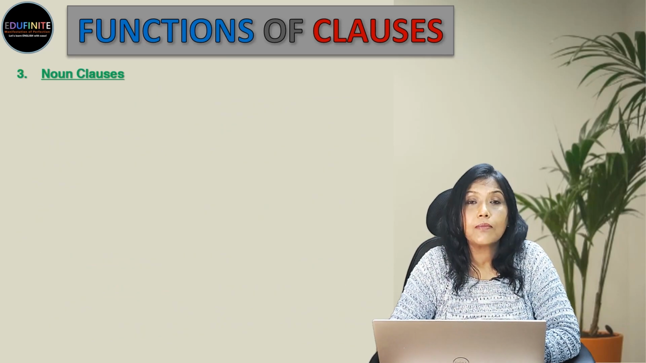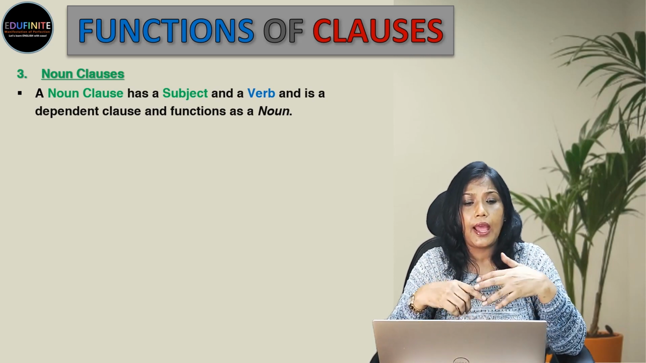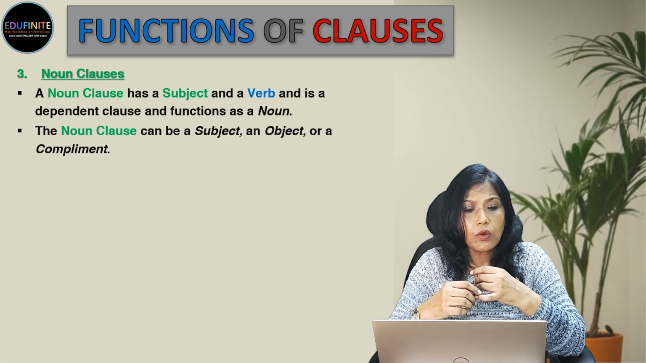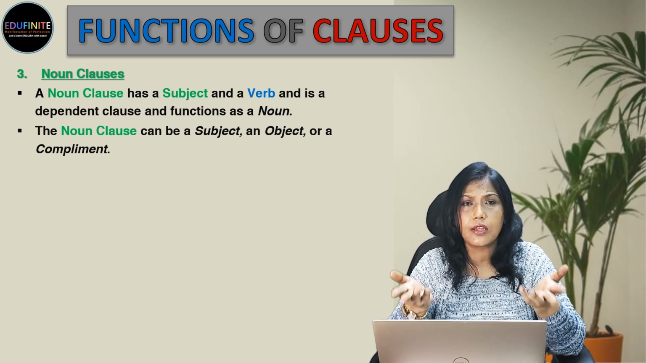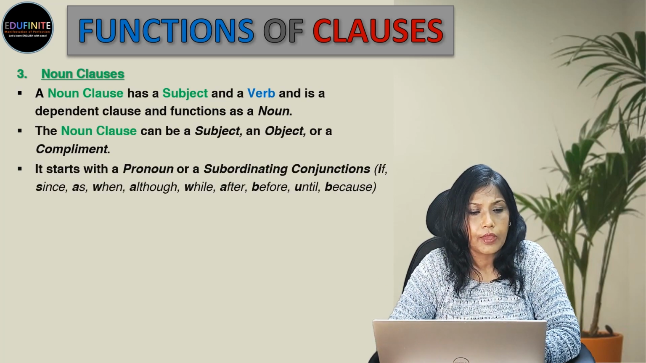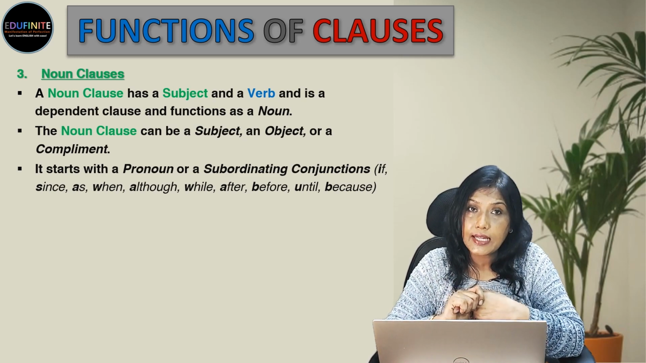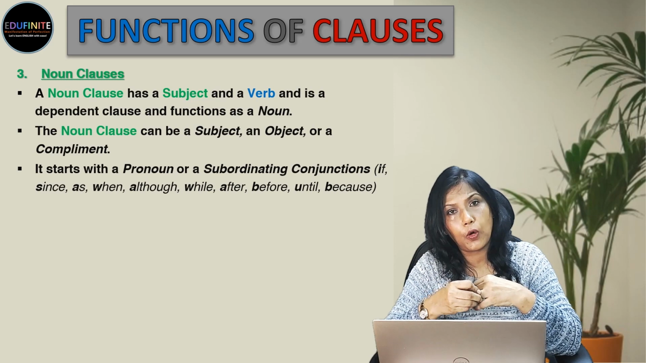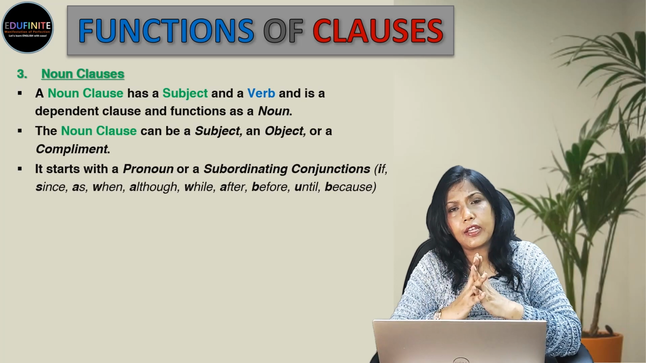Okay. We now come to noun clauses. A noun clause, again, since it's a clause, will have a subject and a verb and is a dependent clause, obviously, and it functions as a noun. A noun clause can be the subject or the object or a complement. So, it functions as a noun just as a noun does. It can be the subject, it can be the object, or it functions as a complement. Okay. Next, it starts with a pronoun or subordinating conjunctions. So, either it will start with a pronoun or it will start with a subordinating conjunction and it will function as a noun. That's how you're going to identify the noun clause.